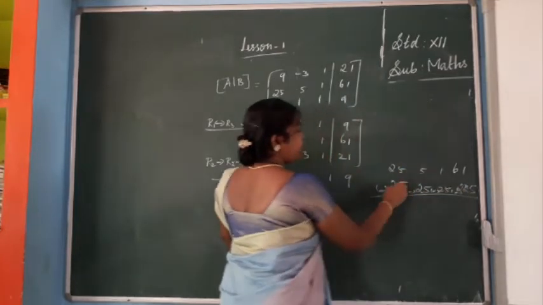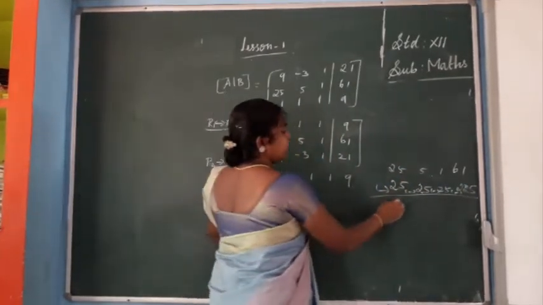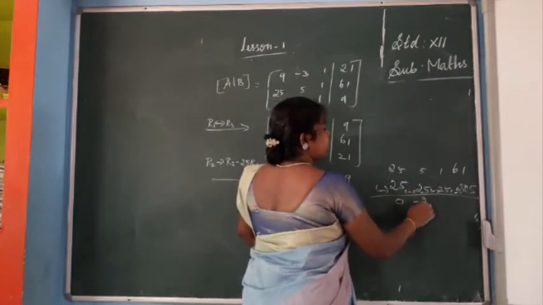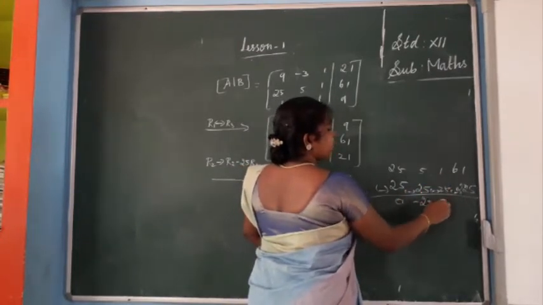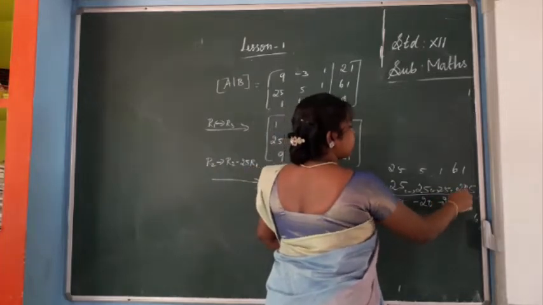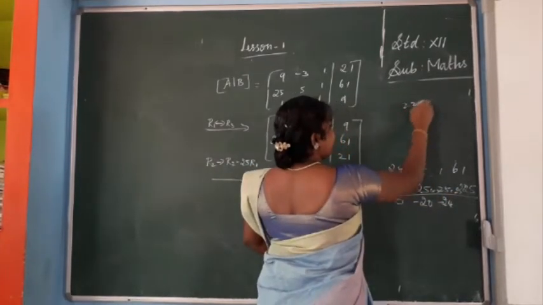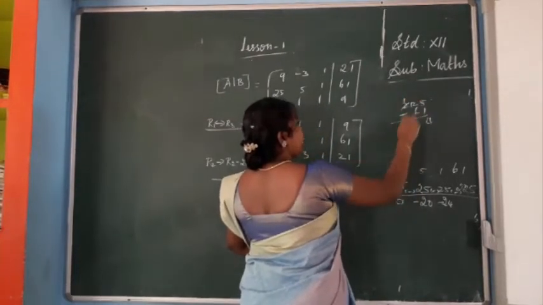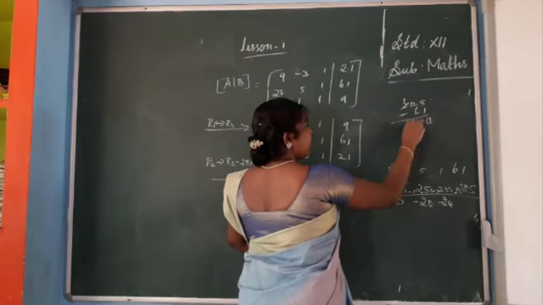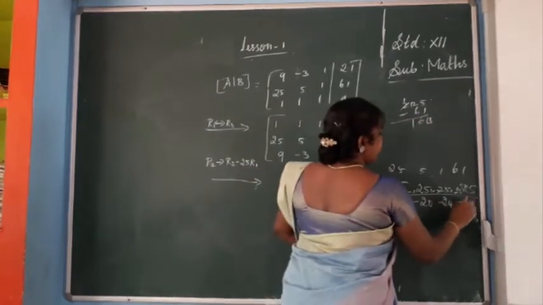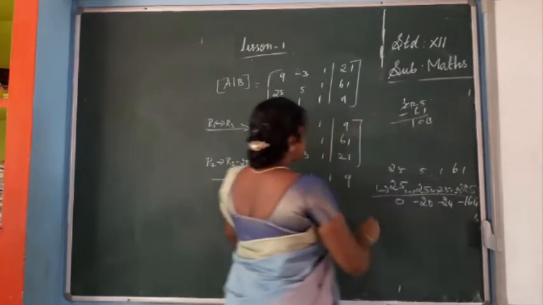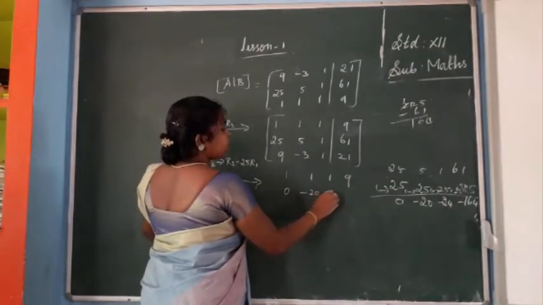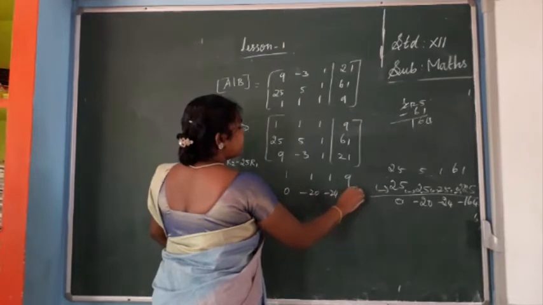25 minus 25 is 0. 5 minus 25, the greater is minus, so 25 minus 5 is 20. 25 minus 1 is 24. Then 225 minus 61: 5 minus 1 is 4, 12 minus 6 is 6, remaining 1, so minus 164. So I can write here 0, minus 20, minus 24, minus 164.